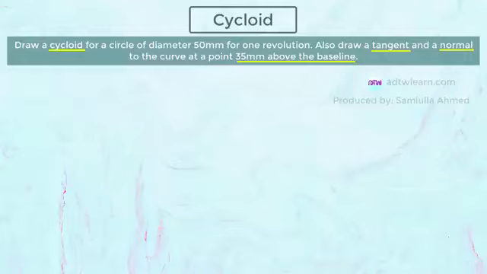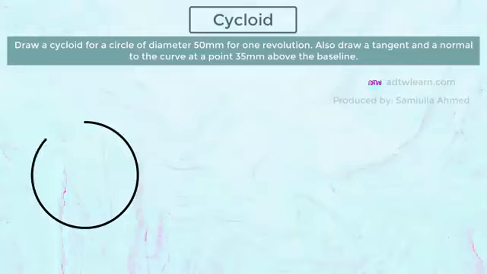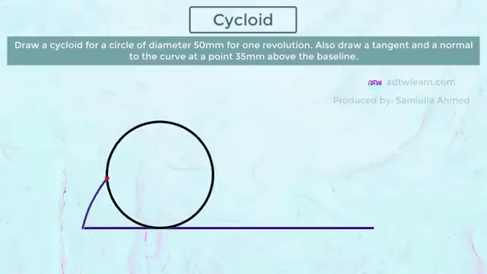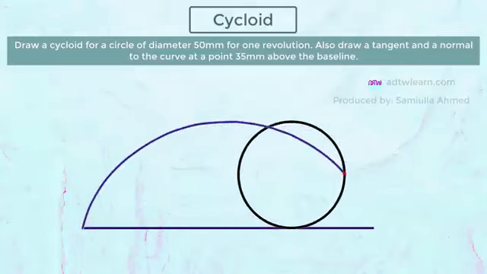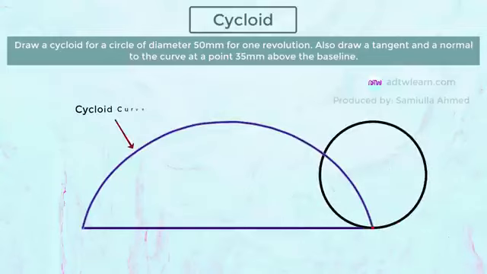Let's first understand what the cycloid of a circle means. A cycloid is a curve traced by a point on a circle being rolled along a straight line. In this video, our goal is to understand how to draw this curve. It is said that the circle makes one complete revolution.